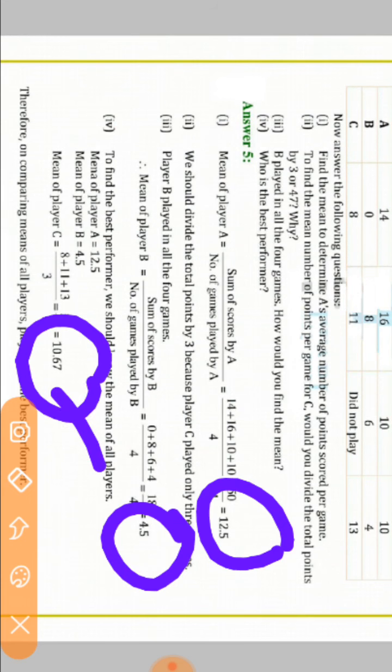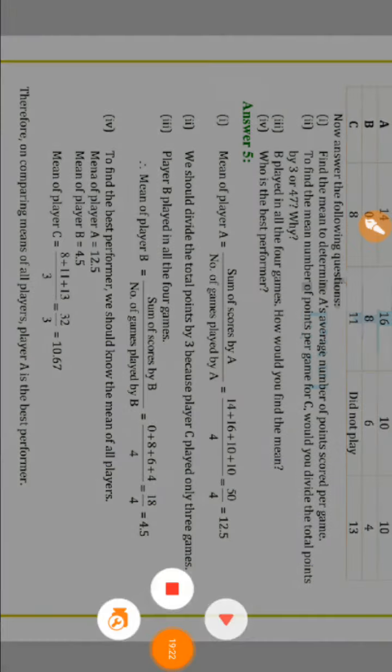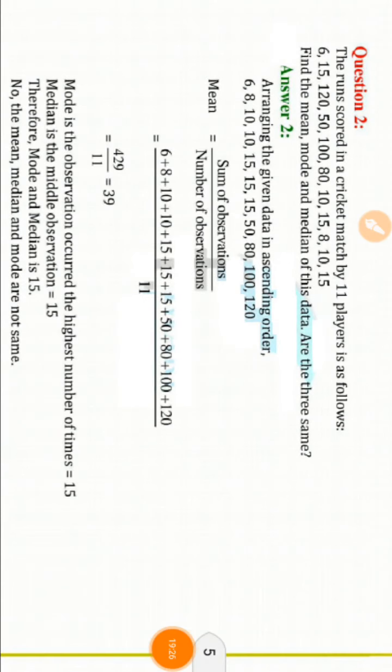Which is the highest average? That will be the best performer. So in this 12.5, 4.5, 10.67. So 12.5 is the highest. Therefore, on comparing the means of all players, player A is the best performer, we can say. I hope you understand. Now I have chosen the example from exercise 3.2.